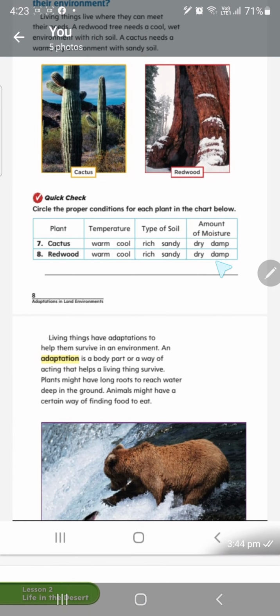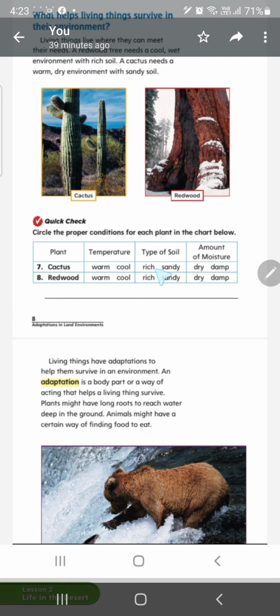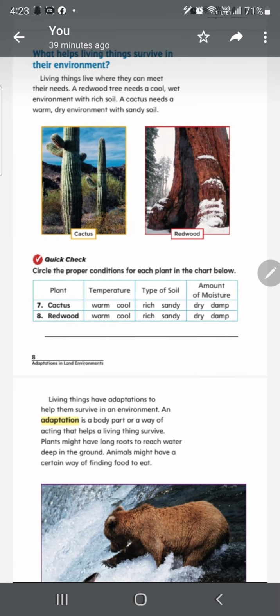As you see here, the comparison between the cactus and redwood. The temperature: warm, cool. You're going to choose. What about cactus? Awesome, warm. What about redwood? Cool. We're going to do the comparison together. What about type of soil? Cactus, sandy. What about redwood? Rich, a lot of minerals. Okay, mud.